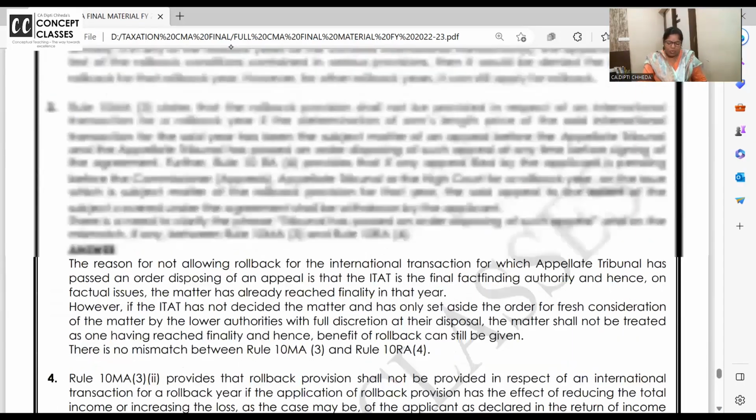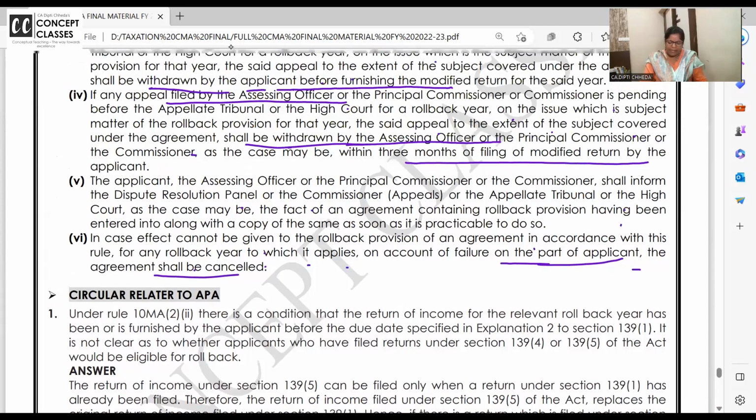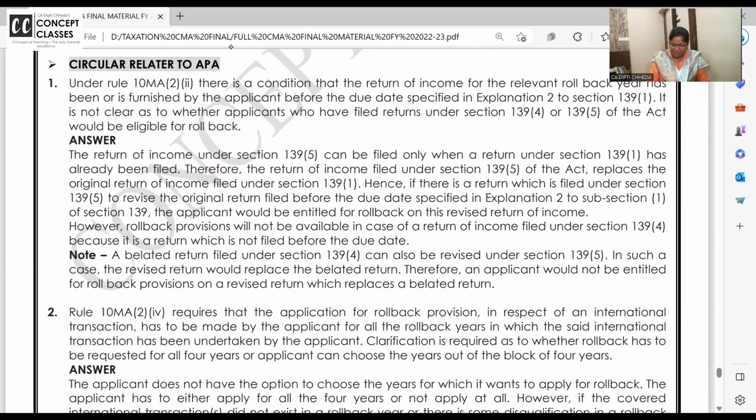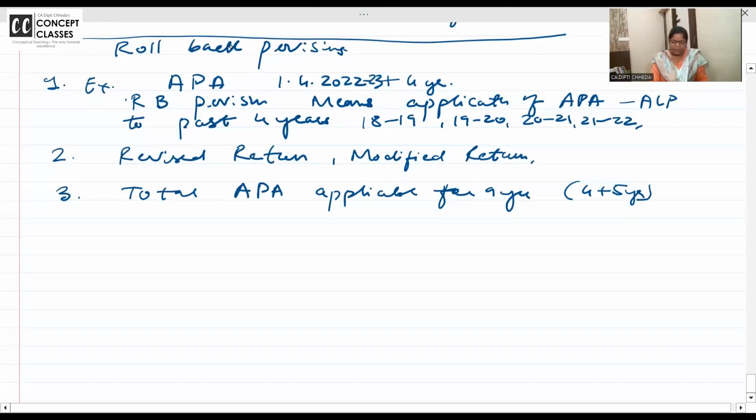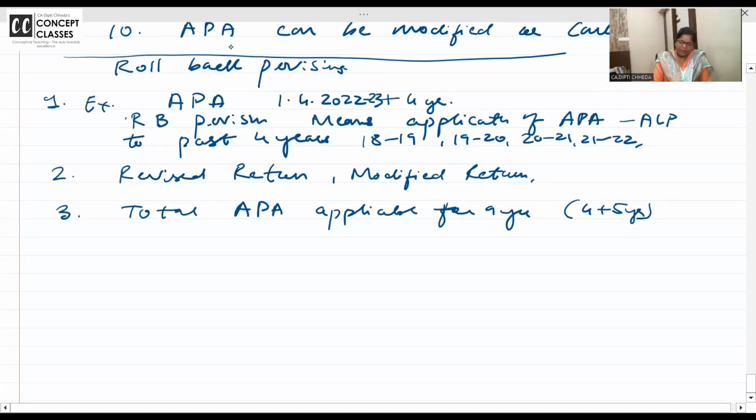चलो. Now rollback provisions are also applicable, but related to this, there are some more circulars based on case law judgments and how they are asking in the exam. Open your notebook, I would like to explain. Okay, एक बार ये वापस पढ़ते हैं.